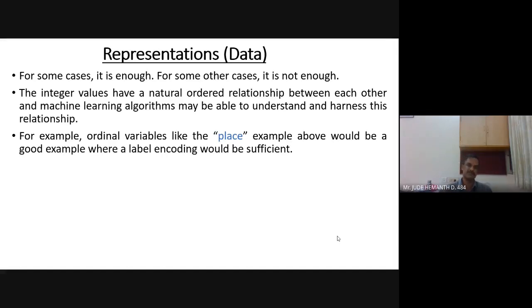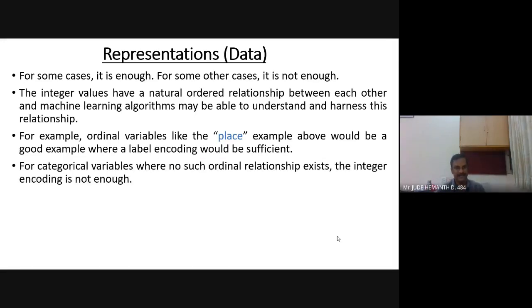But what happens to the pet? Does giving a weightage of 1 differentiate a cat and a dog? I don't think so. What is the relation? What relation will you come to based on the variable? Or color, red, green, blue, 1, 2, 3. The machine will get confused. It will not be able to identify what exactly is the relation between these numbers. But for ranking, it is easier for it to do. For categorical variables where no such relationship exists, such as our pet animal or our color or our street name, integer encoding is not enough.